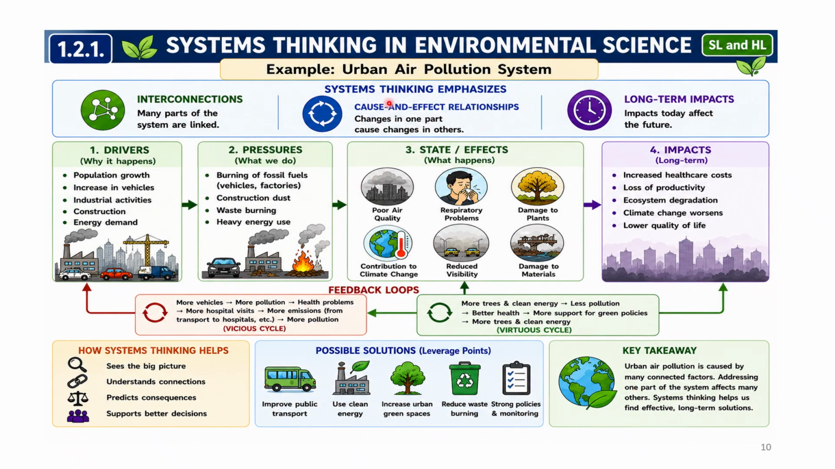Systems thinking in environmental science. Example: urban air pollution system. Systems thinking helps us understand how environmental problems result from interconnected causes, effects, and feedbacks rather than isolated events. Urban air pollution provides a useful example.